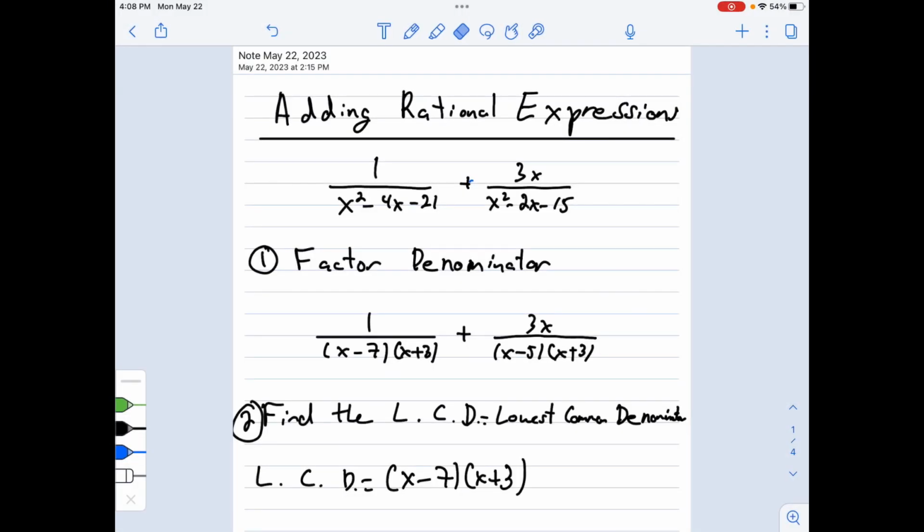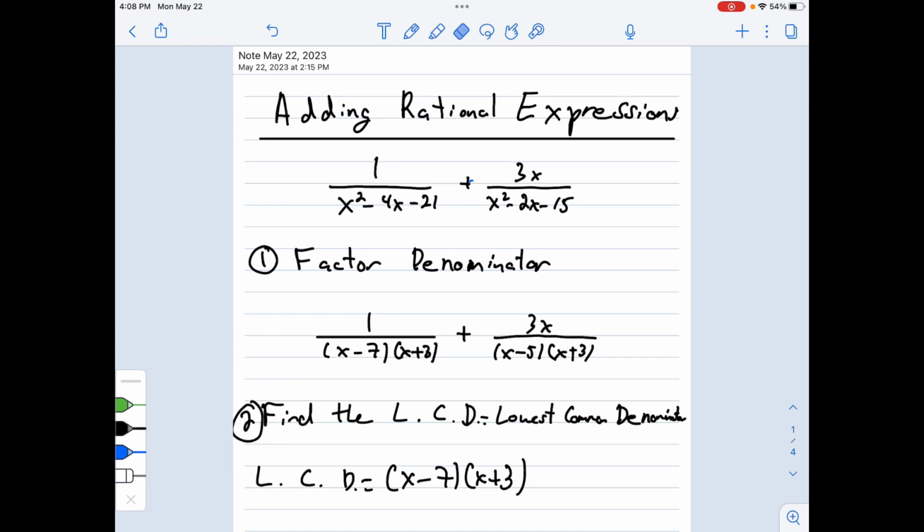All right, so today we're adding these two rational expressions: 1 divided by quantity x squared minus 4x minus 21, plus 3x divided by quantity x squared minus 2x minus 15. First up is always to factor the denominators on each of these rational expressions.